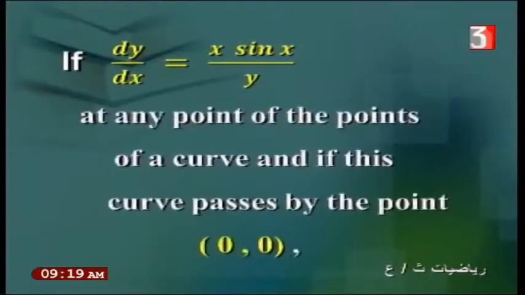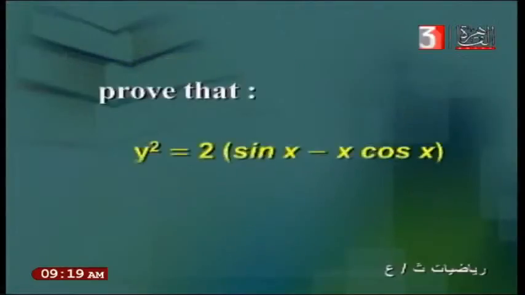Another example. If dy dx equals x sine x over y at any point of a curve, and if this curve passes by the point 0, 0, prove that y power 2 equals 2 multiply between two brackets sine x minus x cosine x. The relation dy dx equals x sine x over y is a relation between the two variables x and y.